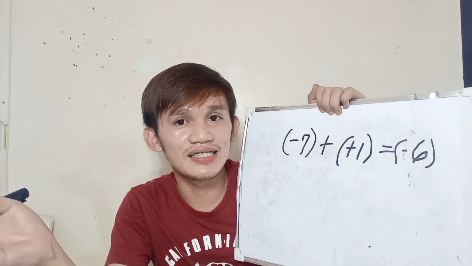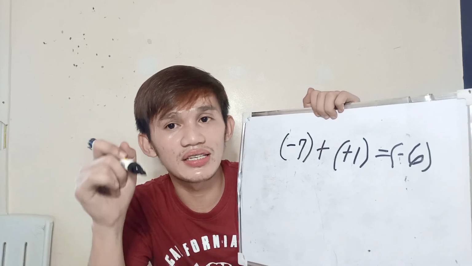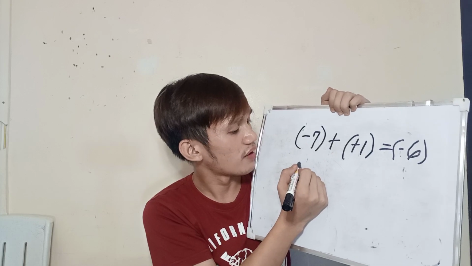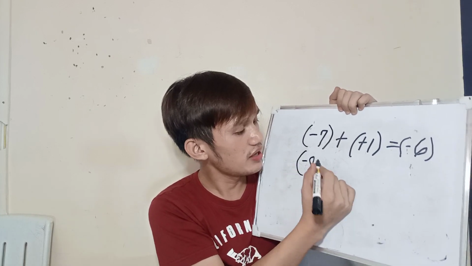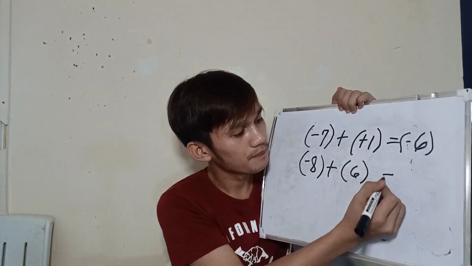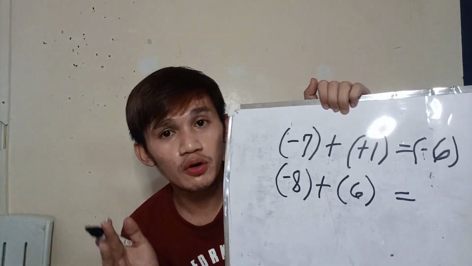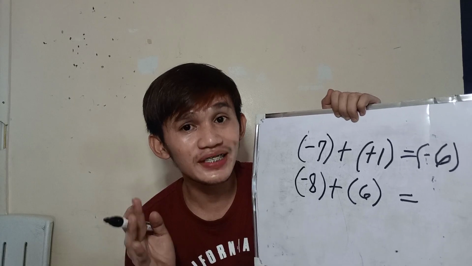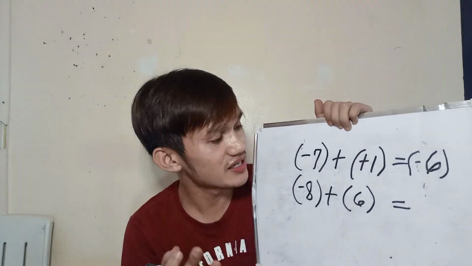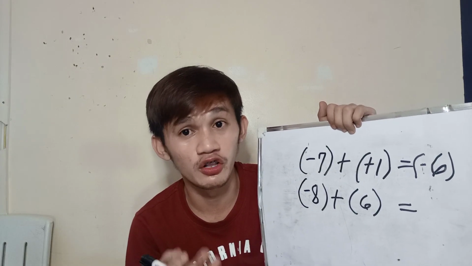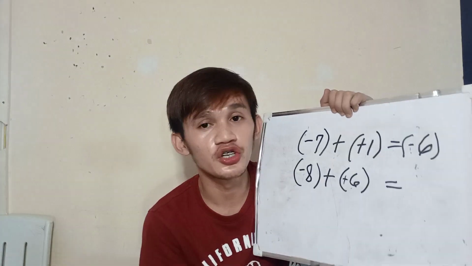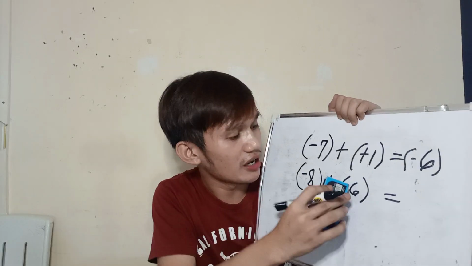There are some instances that positive is not written. So for example, we have negative 8 added to 6. So don't be confused. If there is no sign written on the integer, it is definitely a positive integer already. So this 6 means it is a positive integer. So you don't have to write that anymore.